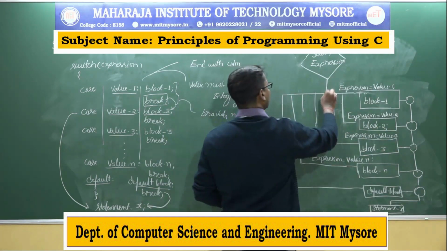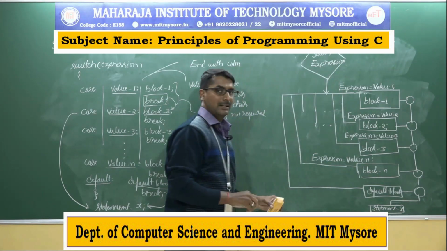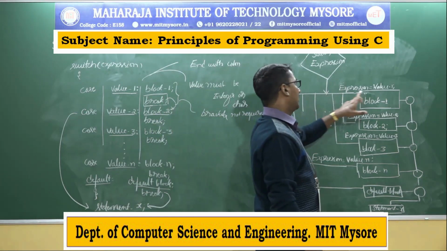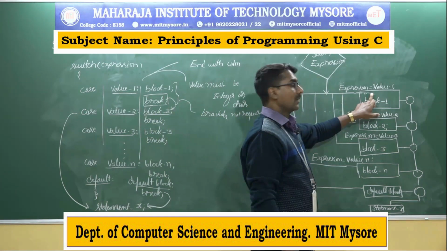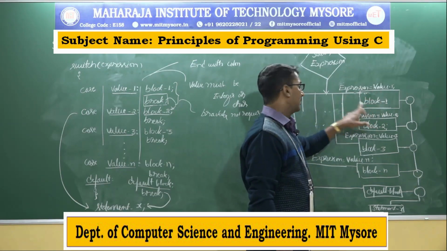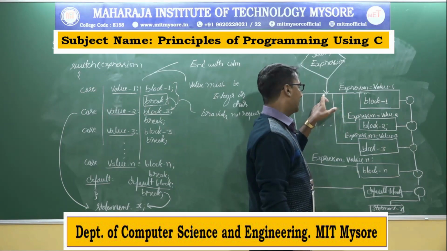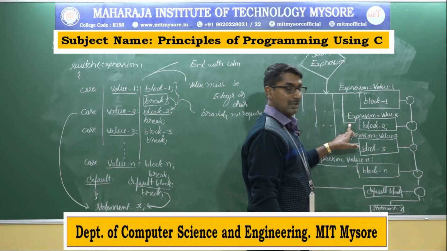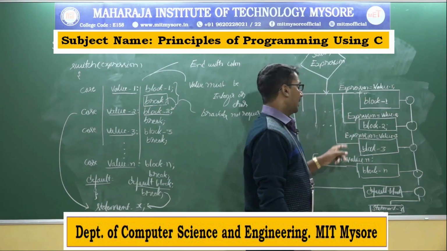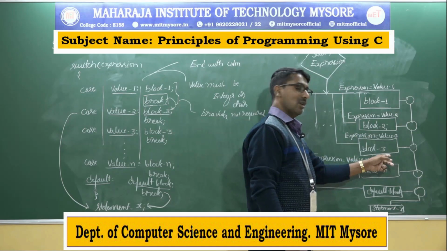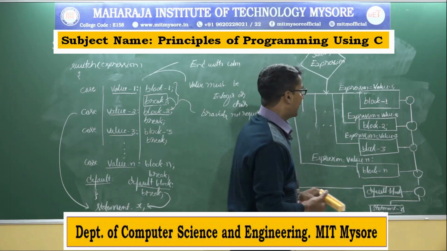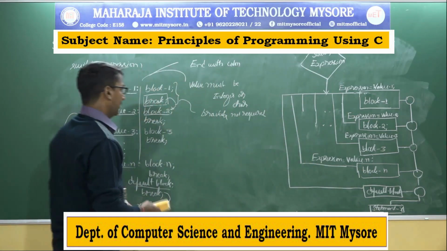So here first the expression will be evaluated. The expression must be an integer expression. After evaluating the expression, it will compare with the case values. If it equals case 1, it executes case block 1. If it is not matched, it checks case 2, then case 3. If a case is matched, it executes the corresponding block of statements and moves to statement X. Okay, this is the flow diagram of the switch statement.